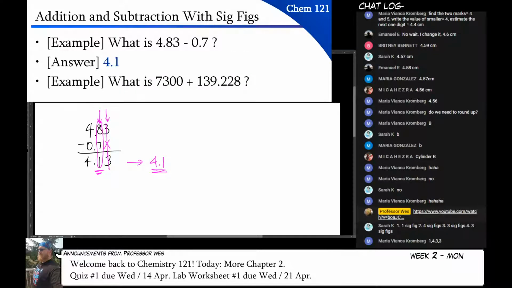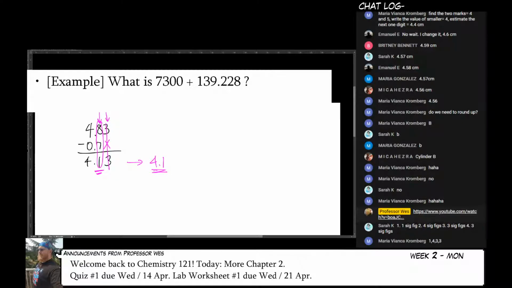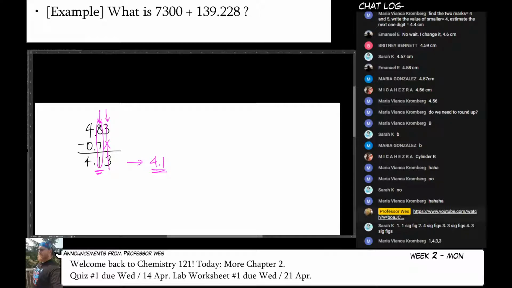All right, so let's do another one here. We'll just leave space for the answer to pop up when I hit the button. Let's add 7,300 to 139.228. So 7,300, 139.228. All right, we'll do the addition here. So these numbers get carried down. 9, 3, 4, 7.